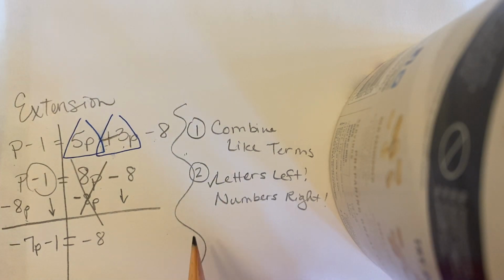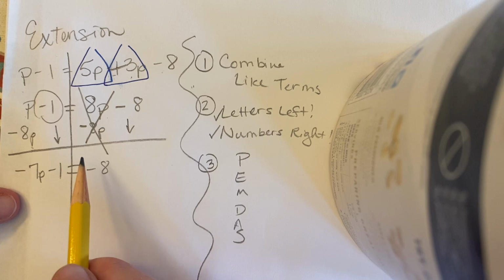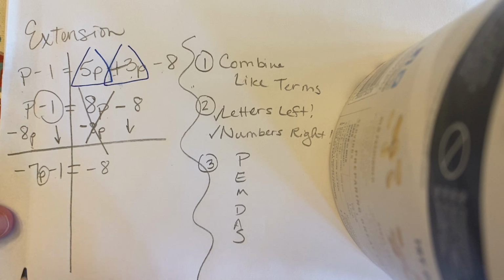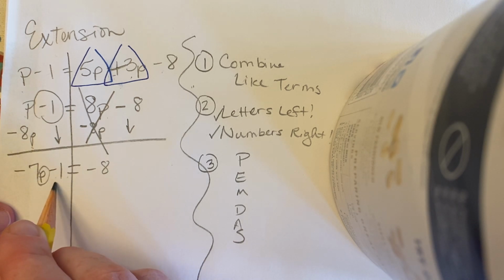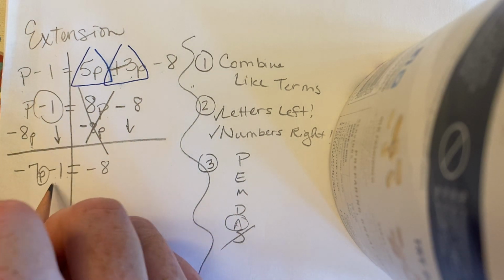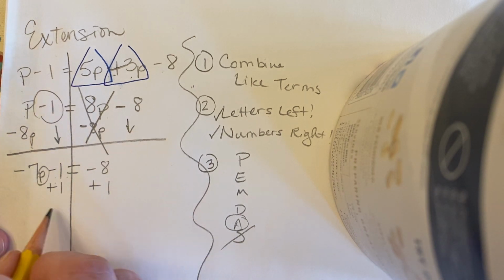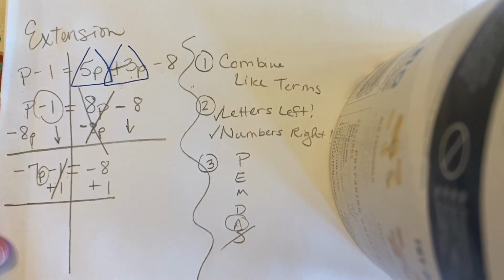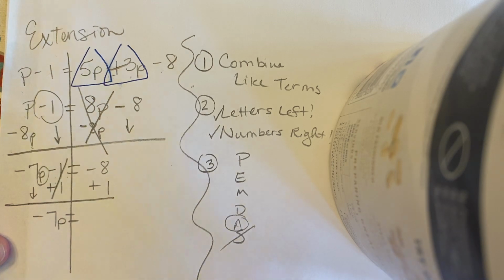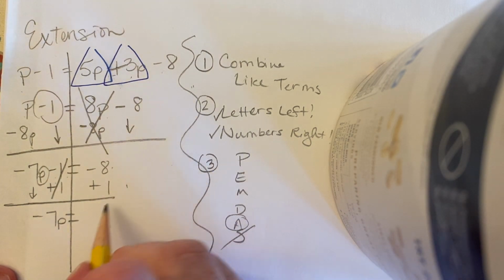Now I need to move my numbers right. Okay, at this point, you could be working with PEMDAS backwards. Is there anything I could add or subtract to get me closer to having p by itself? Yeah, I see this negative 1. How do I undo negative 1? I can add 1. I can add 1 to both sides. So plus 1, plus 1. This cancels off, right? I can drop my negative 7p, bring down my equals. Negative 8 plus 1 is going to be a negative 7.